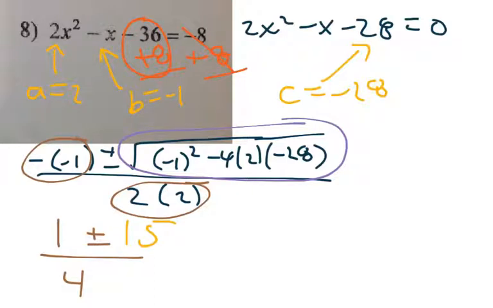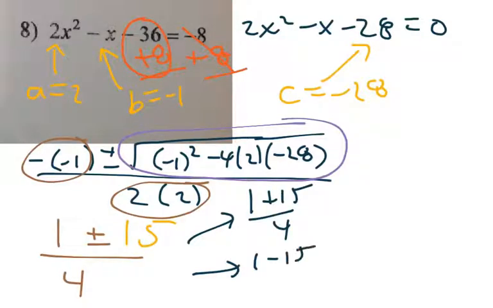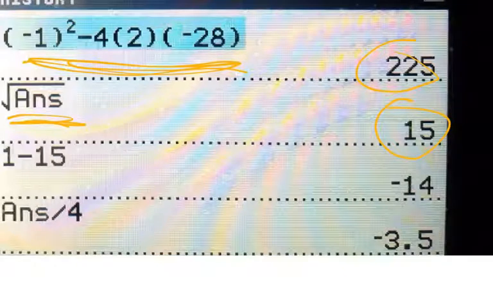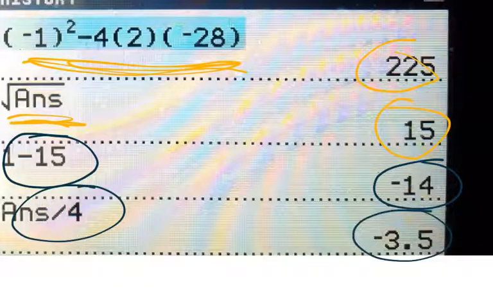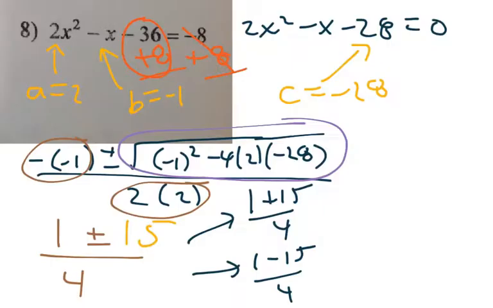So now, from here, it's just a matter of doing 1 plus 15 and dividing by 4. And 1 minus 15 dividing by 4. And again, I have that done on the calculator. Check this out. Here I have 1 minus 15. Negative 14 divided by 4 is negative 3.5. So I know this one here is negative 3.5.